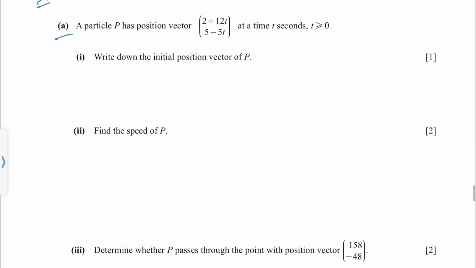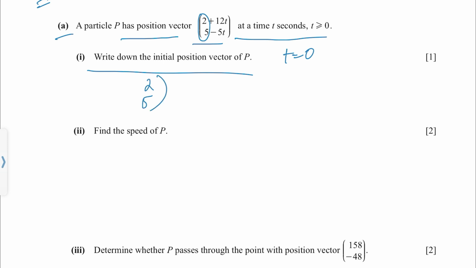Now coming on to question 9, it is given as part A. Particle P has position vector 2 plus 12t at a time t. Write down the initial position vector of P. So initial position vector is given where t is equal to 0. So when t is equal to 0, we will be getting 2 and 5.